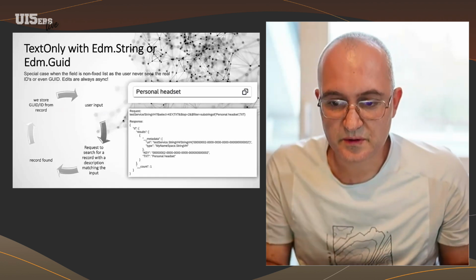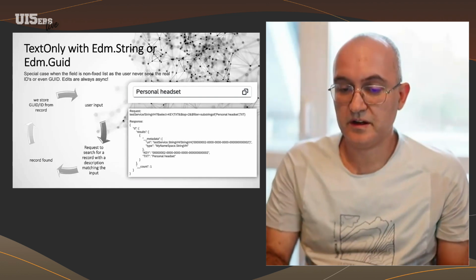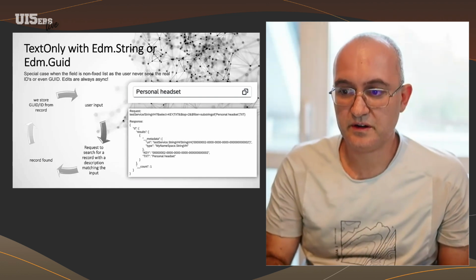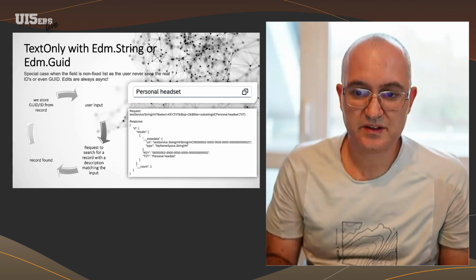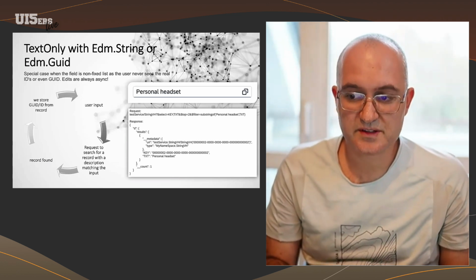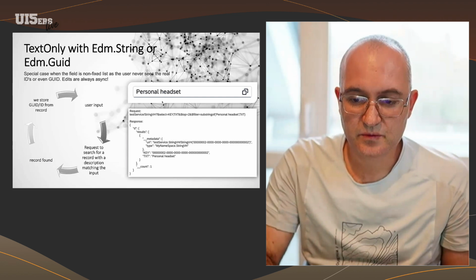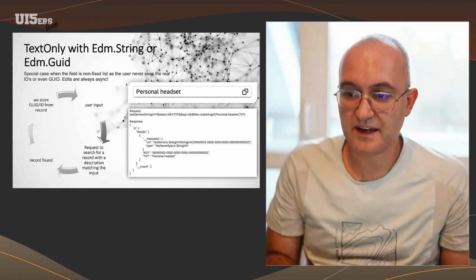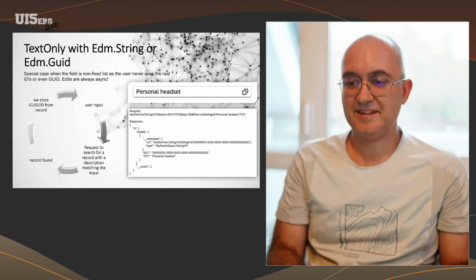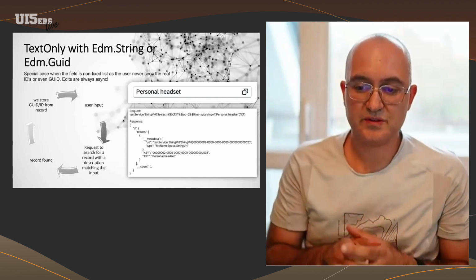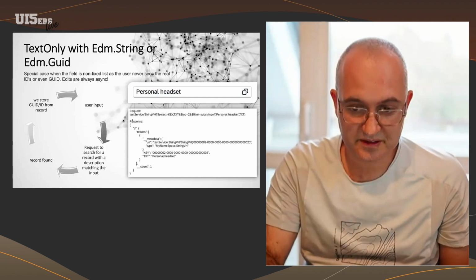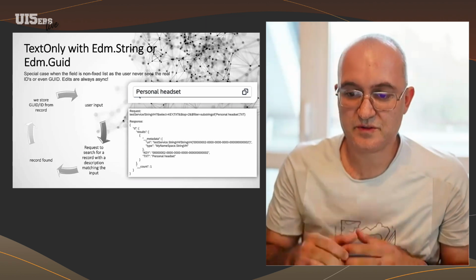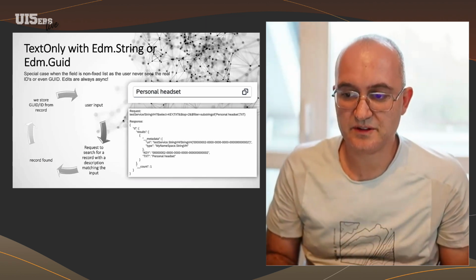One interesting scenario is the text only, which is used not only where we have EDM string types, so data types in the backend, but also for GUIDs. And we show the user only the text. But what happens, this is interesting, when the user enters the text? For example, in this example, the user enters personal headset and tabs out of the field.